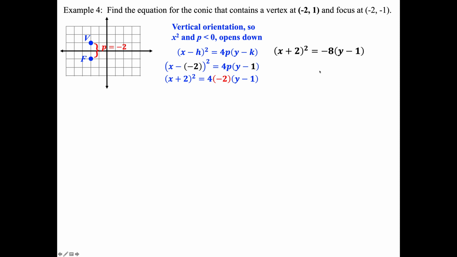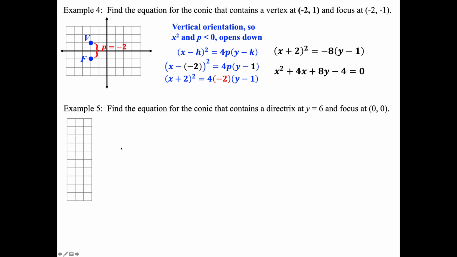Now, if they want it in generalized form, then you have to FOIL all this out and set it equal to 0, and that would be our generalized form. That's the general form. Okay, example 5, let's try this one.